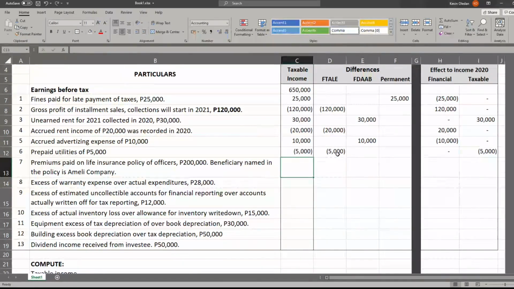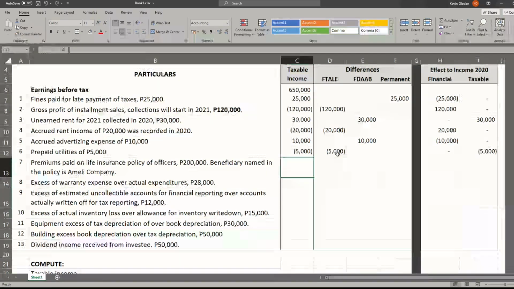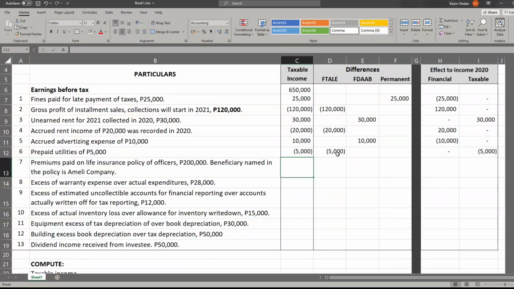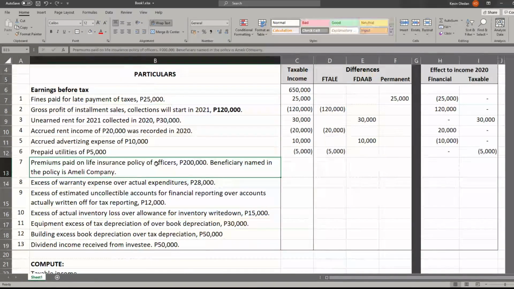Punta tayo sa number 7. This one is an easy one. It's part of the insurance policies. Dividends, interest, insurance, and tax. Sa insurance po, magiging part siya ng permanent difference if the beneficiary named is the company itself. I forgot to rename the company here, but pardon that, guys. Let's just say is the company. Beneficiary named in the policy is the company.